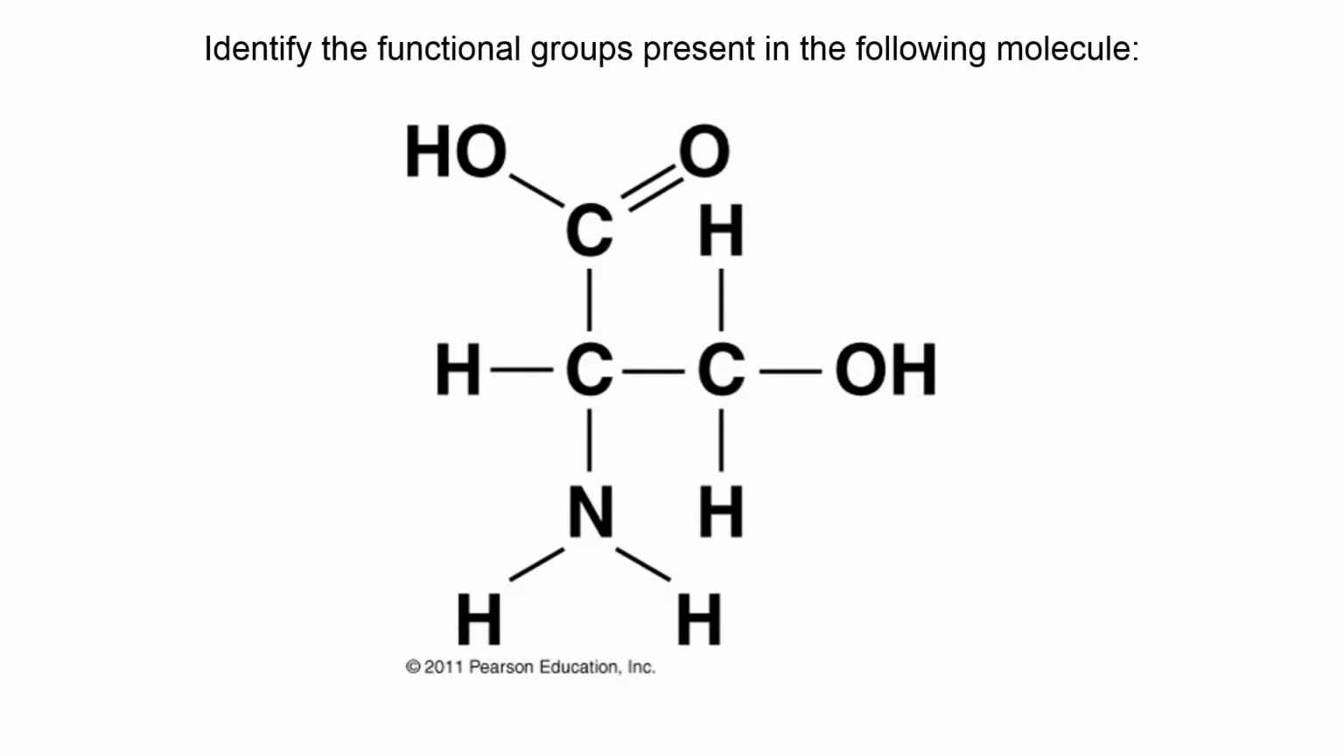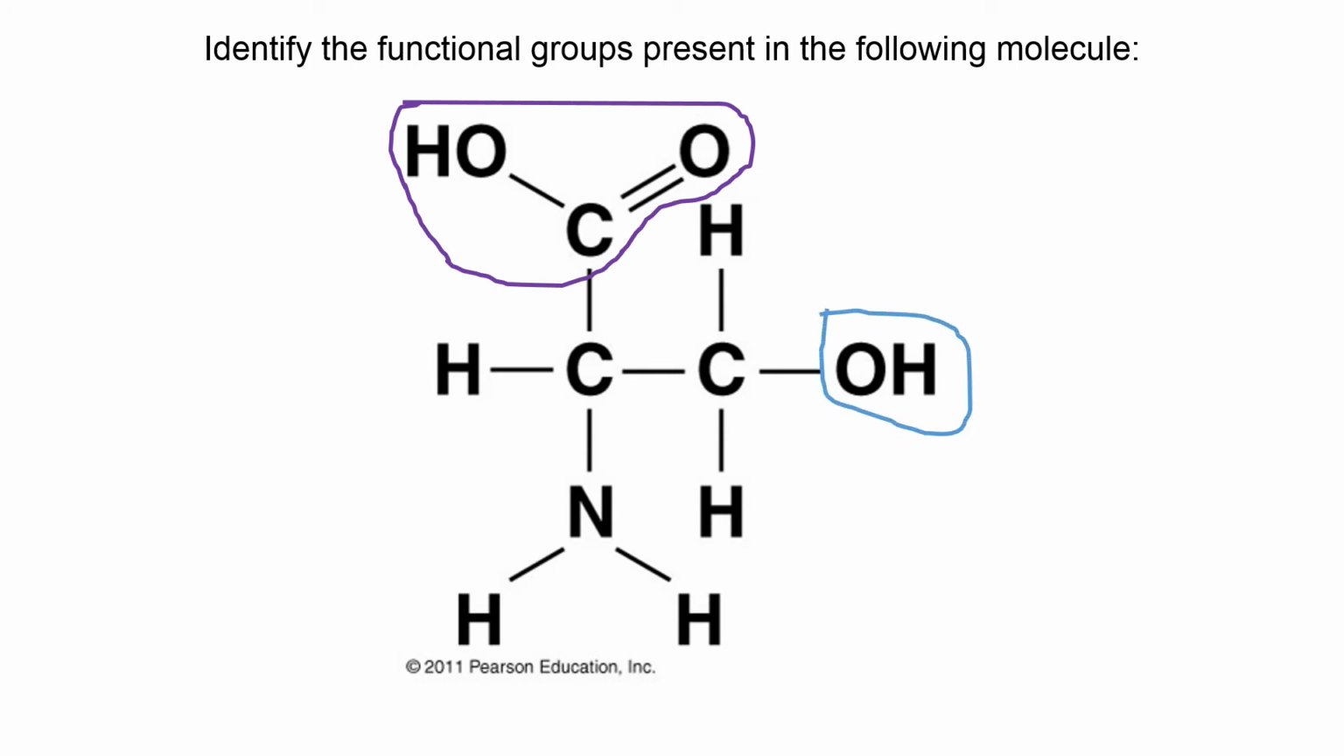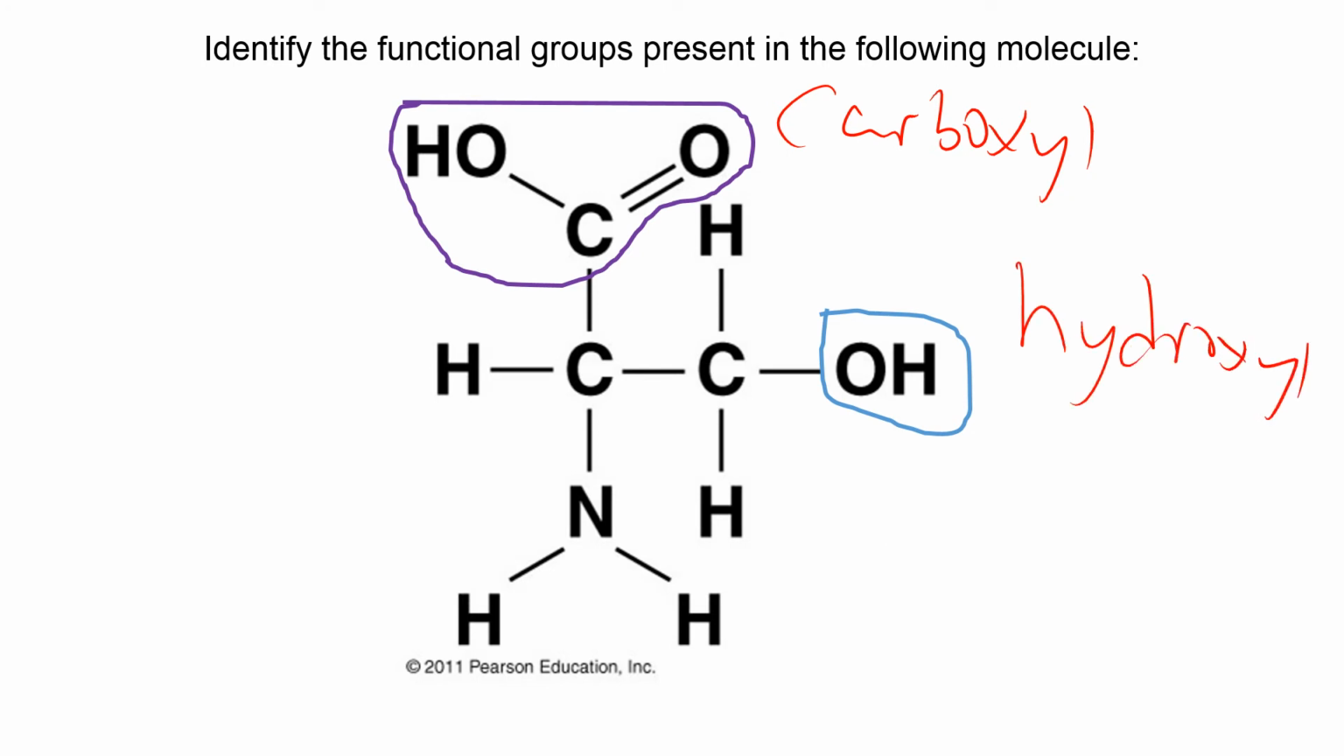So what functional groups do you see in this molecule? Well, here we have a carboxyl group. You have a hydroxyl group. So we have a carboxyl, we have a hydroxyl, and then we have an amino group. This is something you should be able to do. You should know what functional groups look like, you should be able to name them, find them, and describe the properties of each of these functional groups and what those properties will give a molecule.